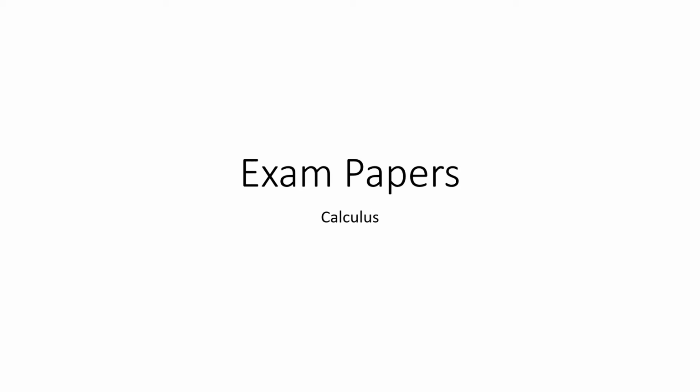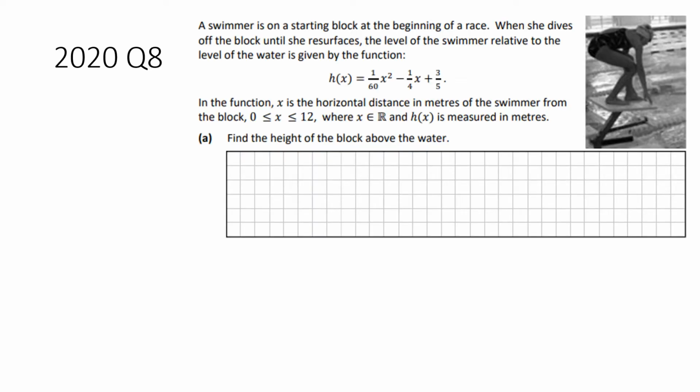This is the 2020 paper 1 and this is question 8. So what we have here is a functions and calculus question. A swimmer is on a starting block at the beginning of a race. When she dives off the block until she resurfaces, the level of the swimmer relative to the level of the water is given by this function.